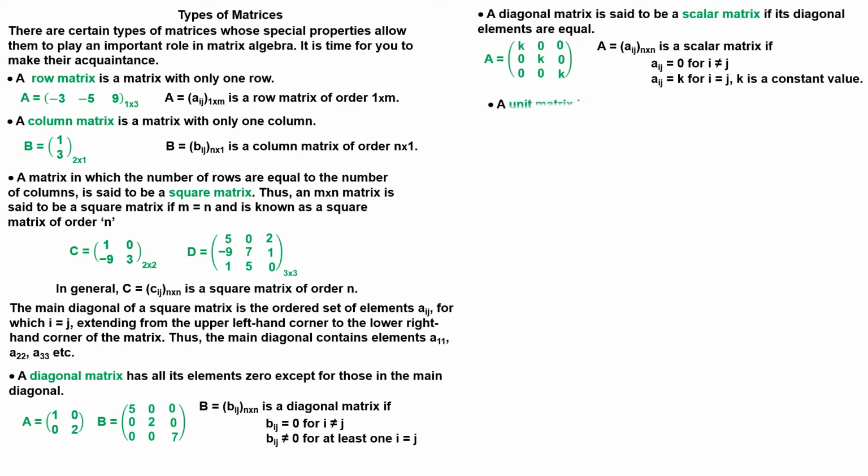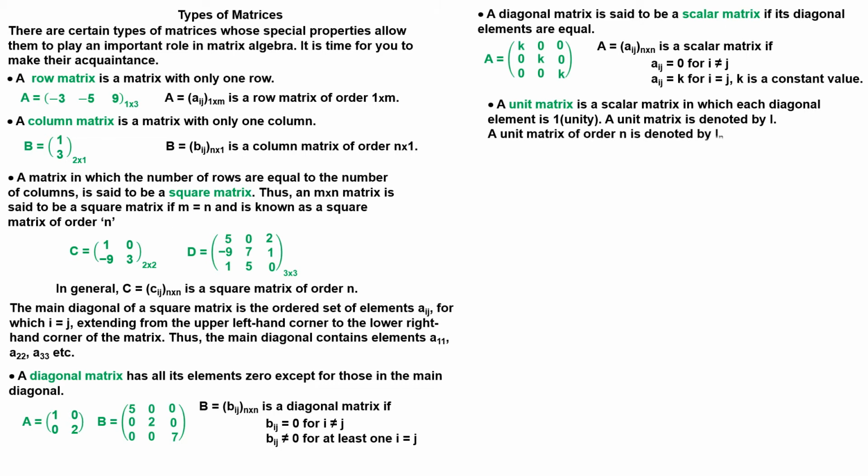A unity matrix is a scalar matrix in which each diagonal element is 1. A unity matrix is denoted by I. A unity matrix of order n is denoted by I sub n. The unity matrix is also called identity matrix. The first unity matrix has order 2, and the second unity matrix has order 3. In general, we write a unity matrix as follows.